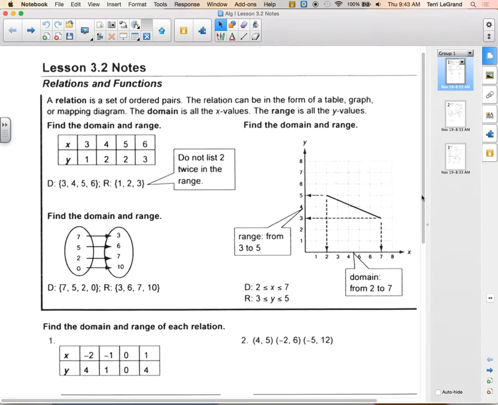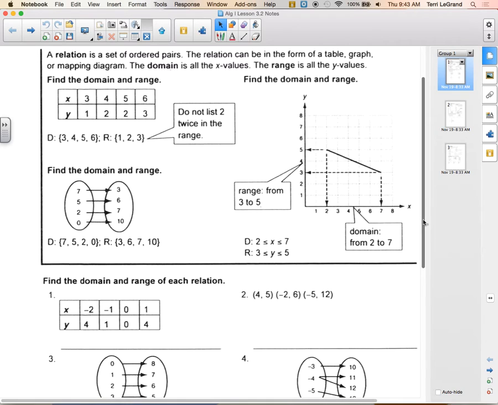So when we talk about functions and relations, we have to understand that any set of ordered pairs is a relation, but certain relations can also be called functions, and others can't. Only certain ones can be. A function is a special type of relation. And then when we talk about domain and range, what makes up the domain?